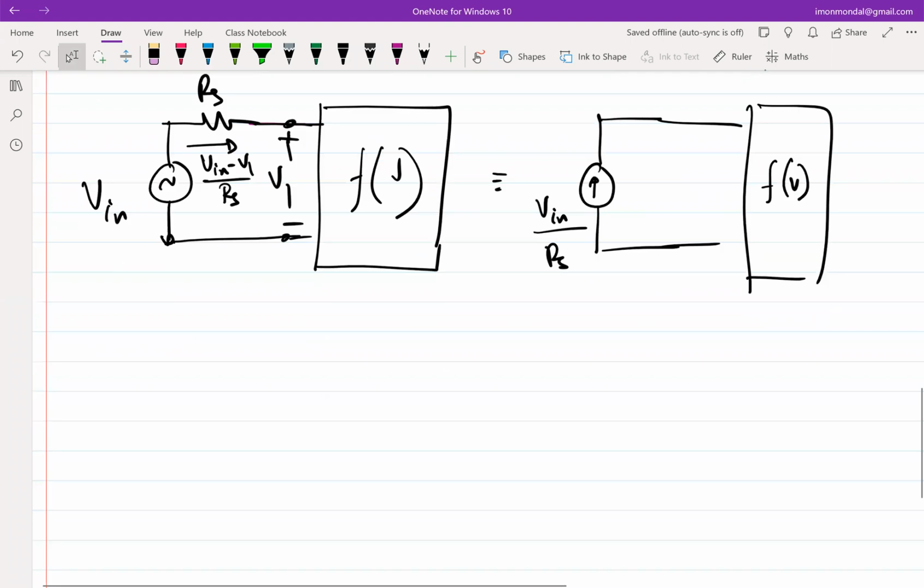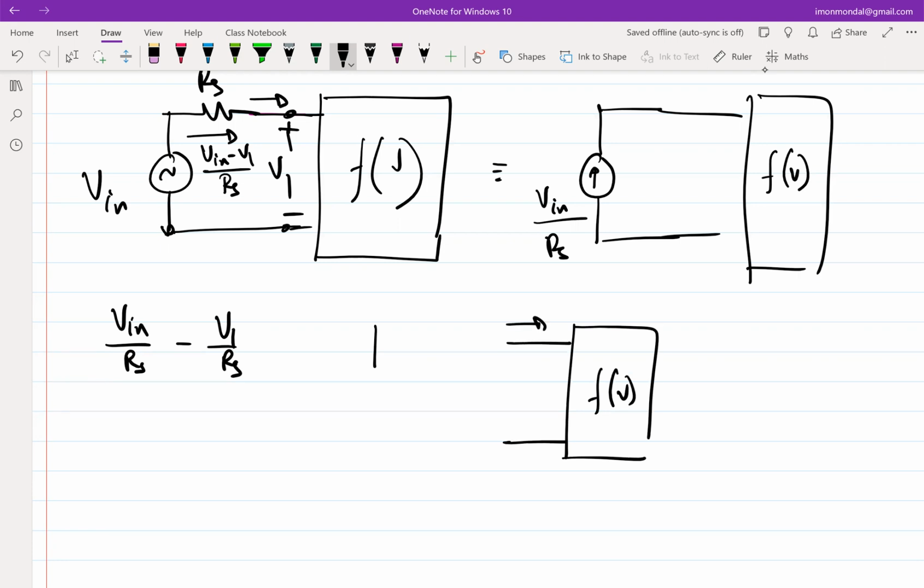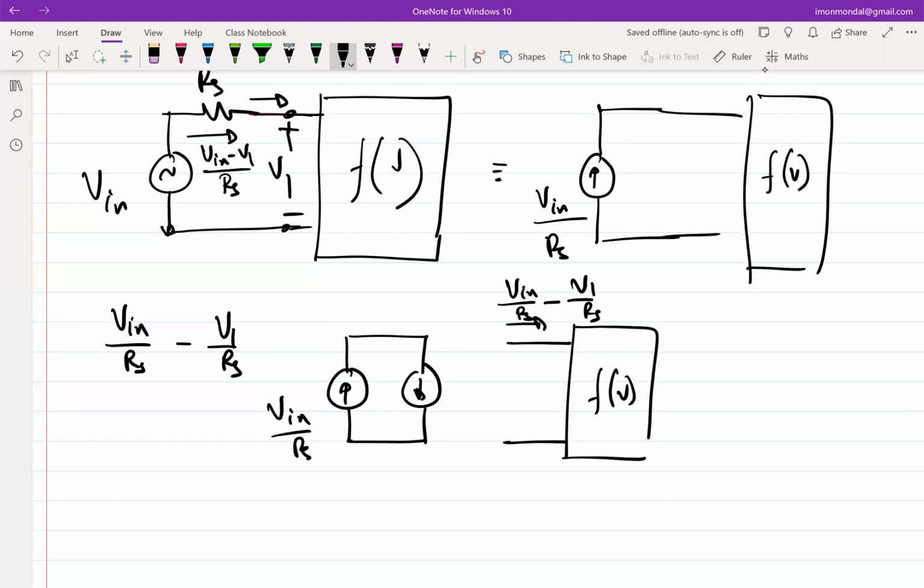So I know that this is equivalent to V in by RS minus V1 by RS. I will replace the current that is going into it, this is my f of V, with V in by RS minus V1 by RS. This I know, which means I will arrange this current in this manner. I will replace this input source by V in by RS, and I will take a current out, which is equivalent to V1 by RS, and connect it like this.